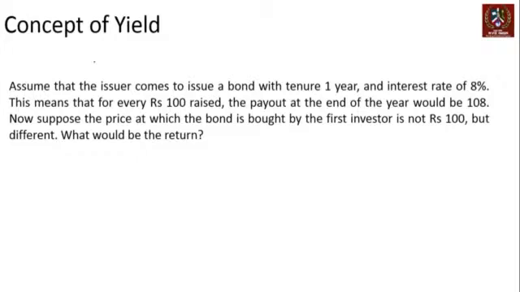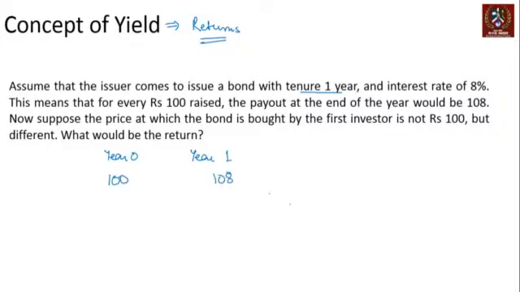So let's understand the beginning of return or yield. Yield is essentially nothing but what we're going to call the returns that someone can make on a bond. Let's understand the concept of yield on a bond, right? Assume that an issuer comes to issue a bond with a tenure of 1 year and an interest rate of 8%. This means that for every rupees 100 raised, the payout at the end of the year would be 108. So you've invested rupees 100 in year 0, and at the end of year 1, you're going to get 108.